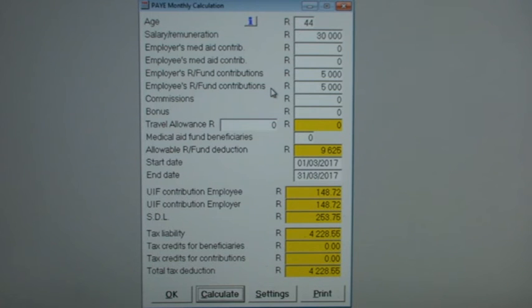9,625 Rand. This means that the tax is calculated on remuneration of 35,000 Rand less the allowable deduction of 9,625 Rand, which means a taxable income of 25,375 Rand. So the tax deducted at salary source is 4,228 Rand.